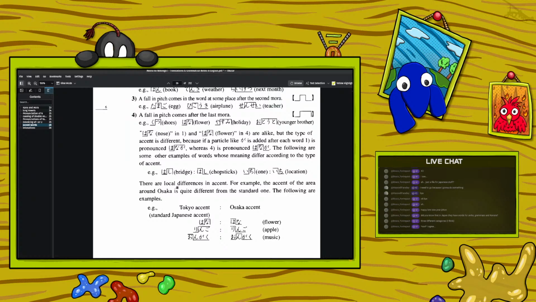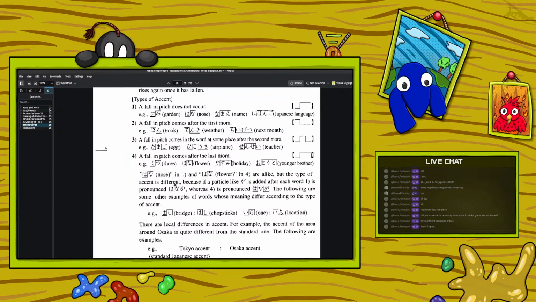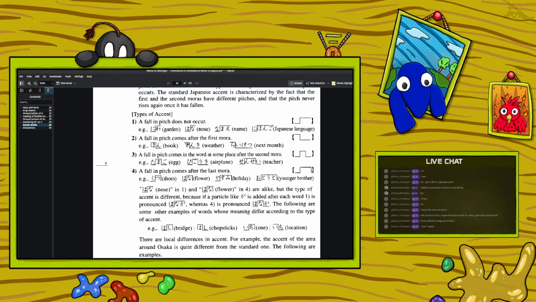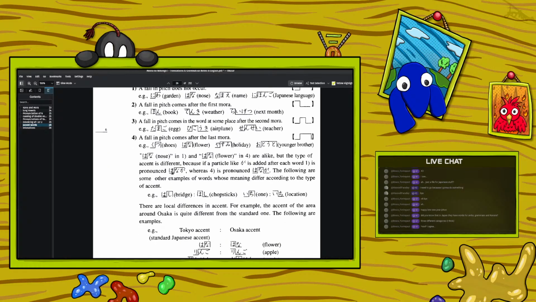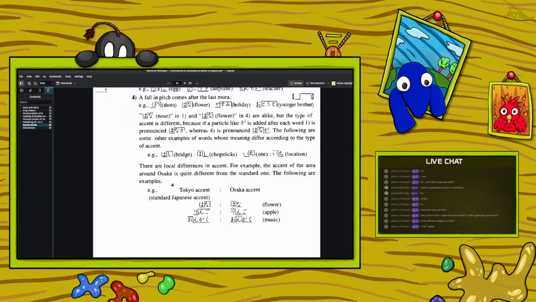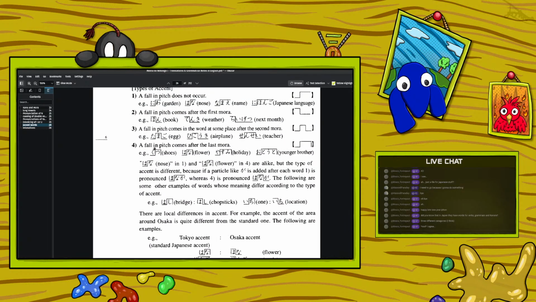Now, how would you say that out loud? Well, quite easily. You have ha na. So it goes up. Ha na. So that's how you say a nose. But if you're going to go for a flower, it's going to go ha na. You see, it goes up, down. So it's quite stupid. So you have different words. So the pitch falls after the last mora. So you have flower, hana, hana.